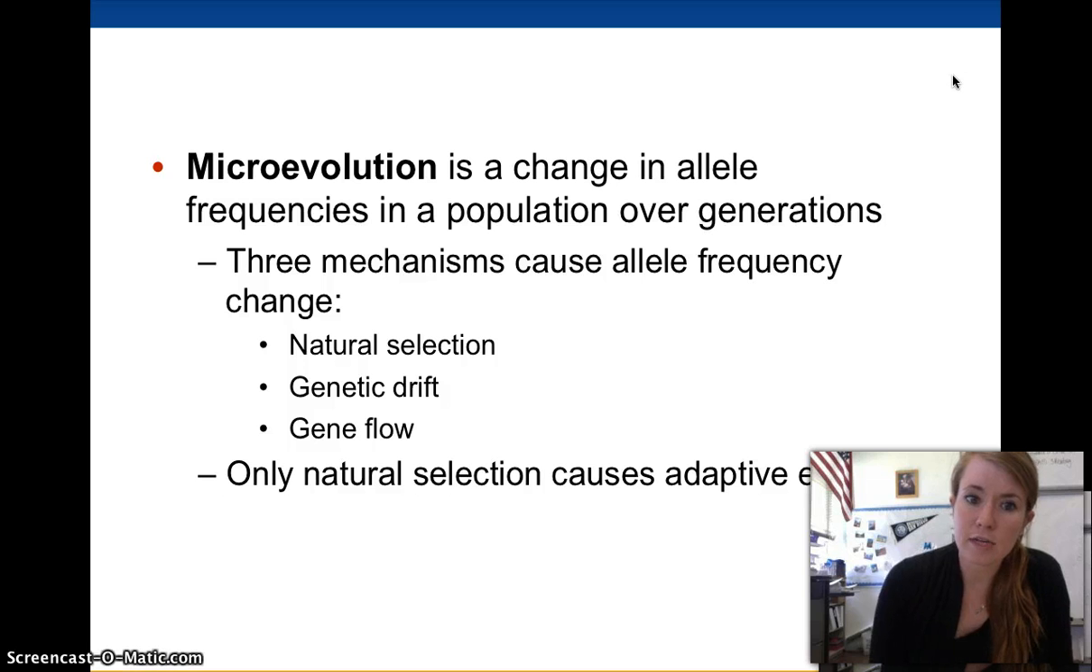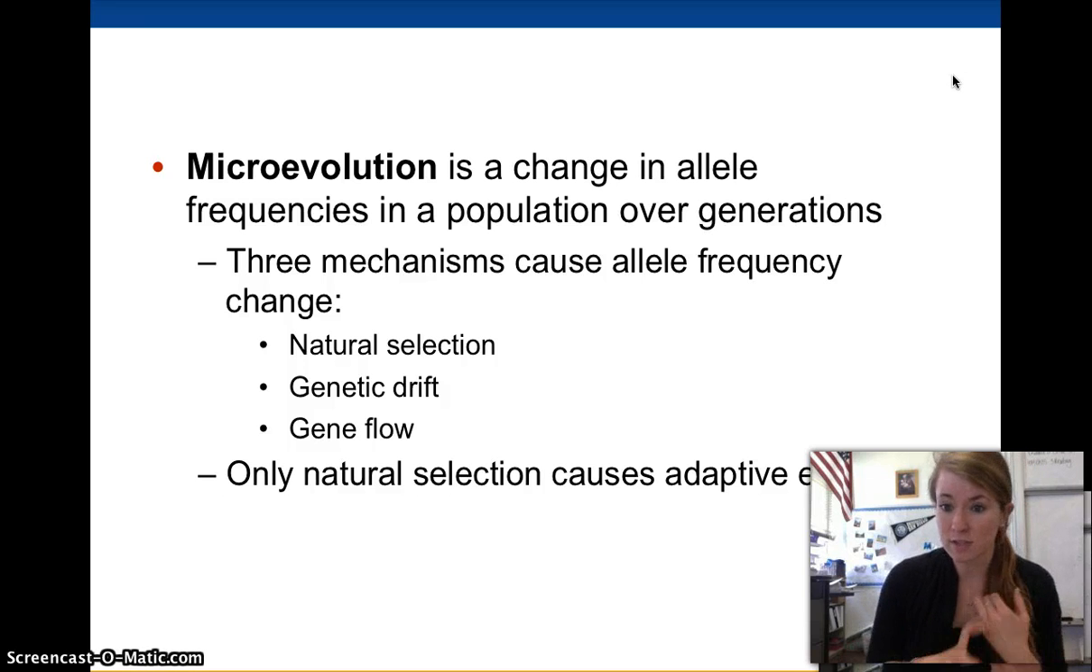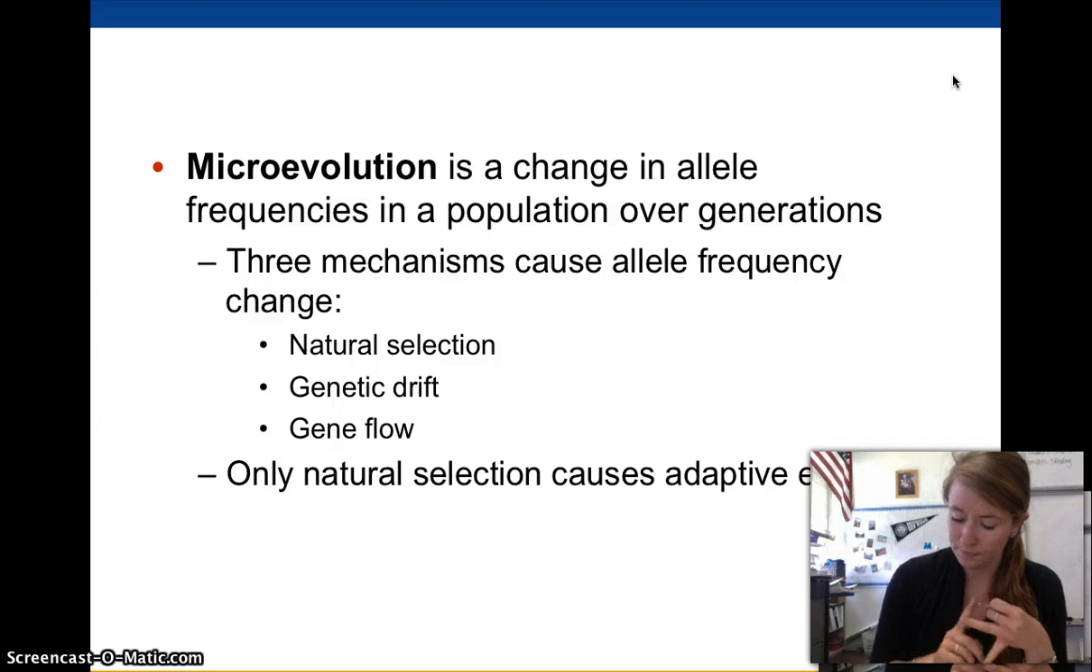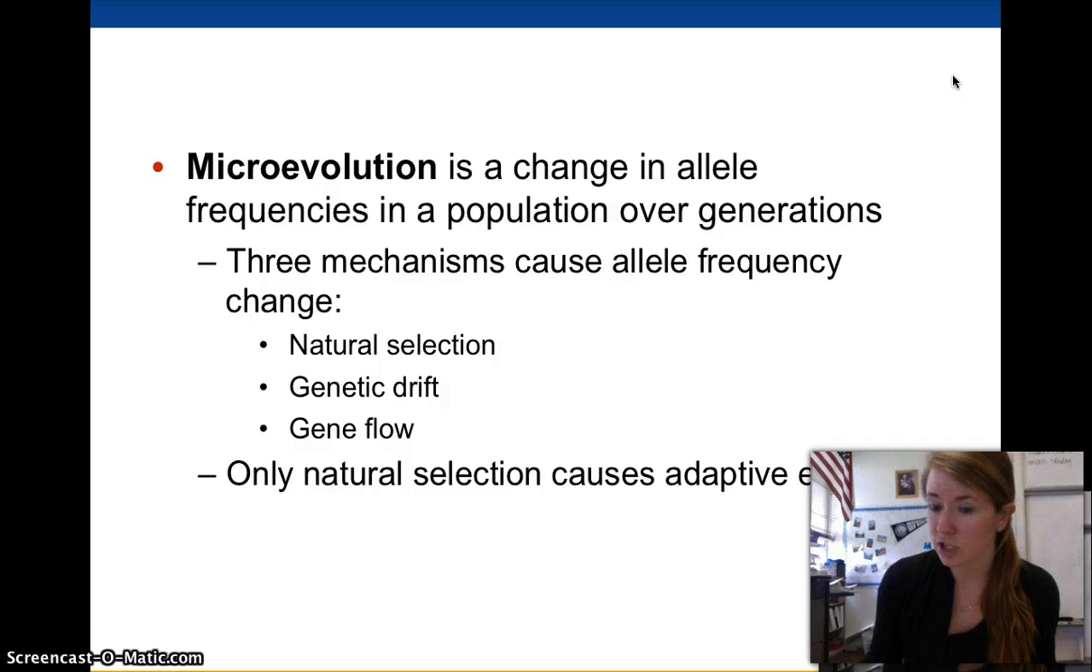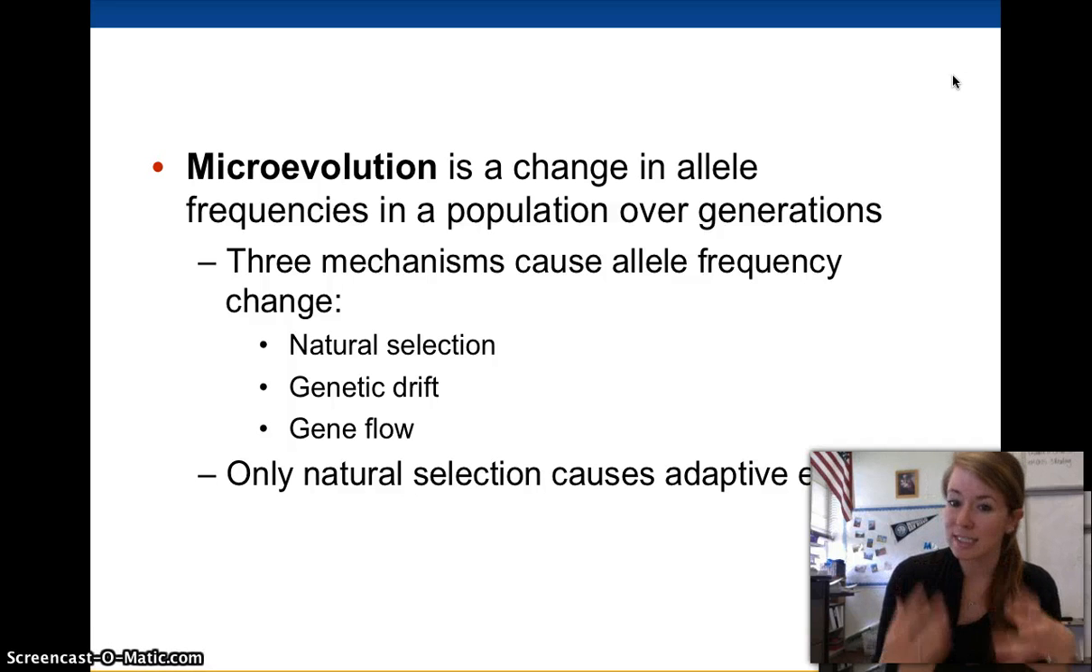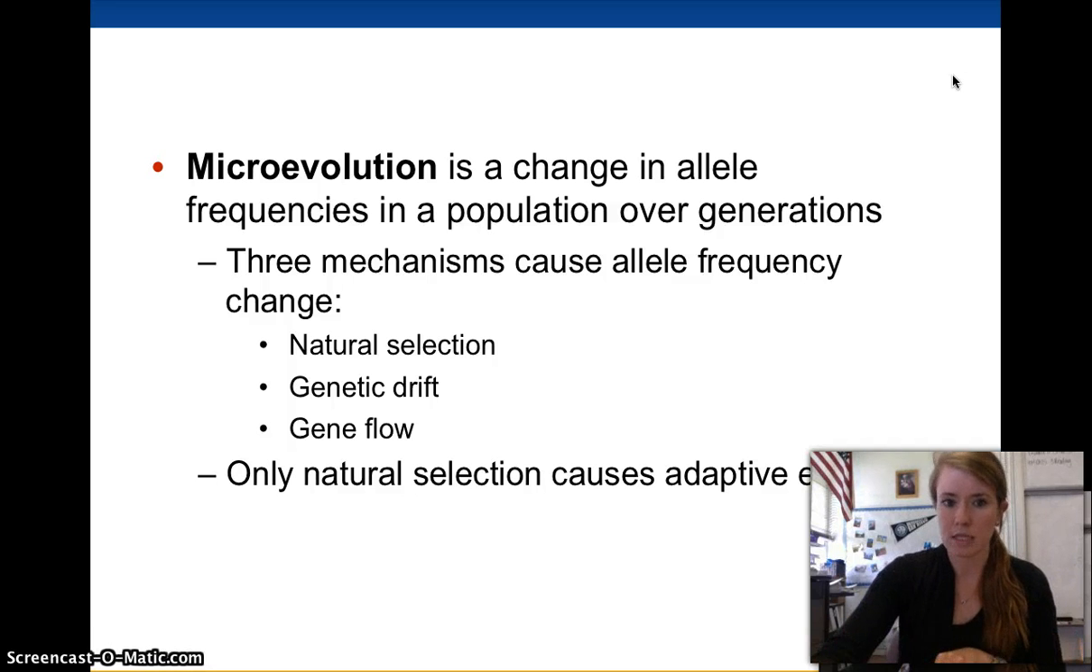And there are three mechanisms that cause allele frequency change. These are natural selection, so obviously we're going to talk about that one, genetic drift, and gene flow. And only natural selection causes adaptive evolution. Genetic drift and gene flow can drastically change the allele frequencies in a population, but only natural selection will necessarily make them more adapted to their environment. And we'll see what that means.